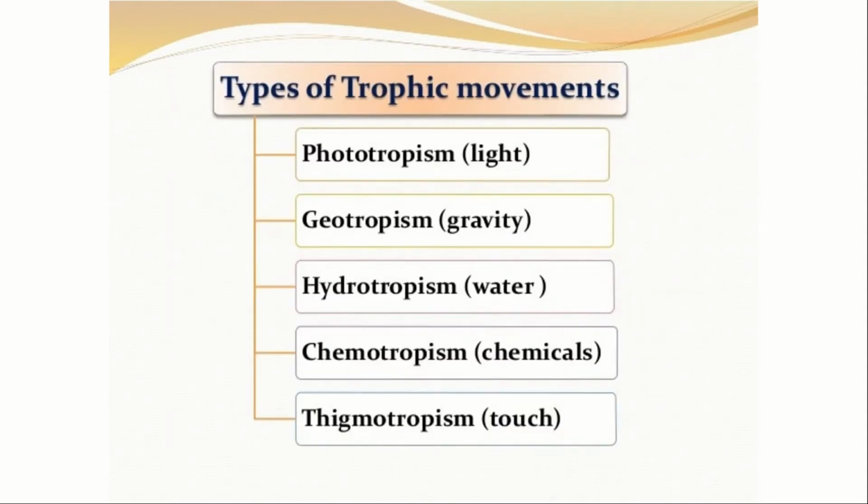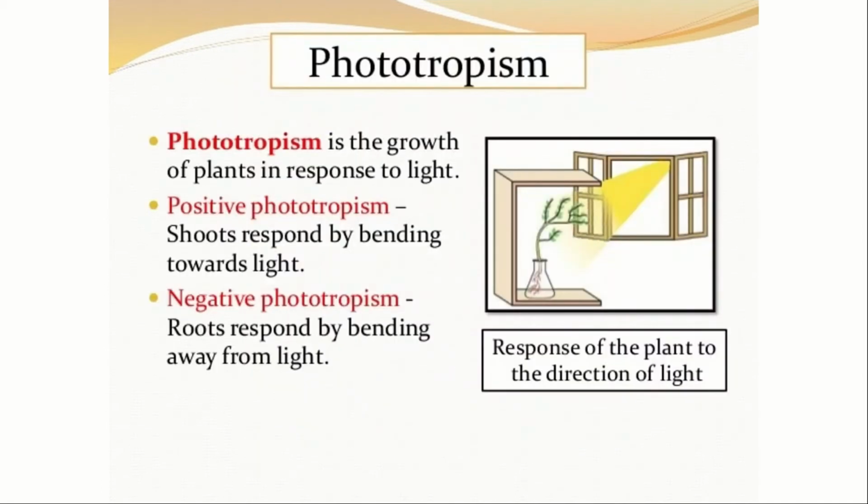Types of tropic movements: phototropism because of light, geotropism because of gravity, hydrotropism because of water, chemotropism because of chemicals, and thigmotropism because of touch. Let us first know about phototropism. Phototropism is the response of a plant to the direction of light. So wherever light comes from, the plant will grow or bend to that side. Phototropism is the growth of a plant in response to light.